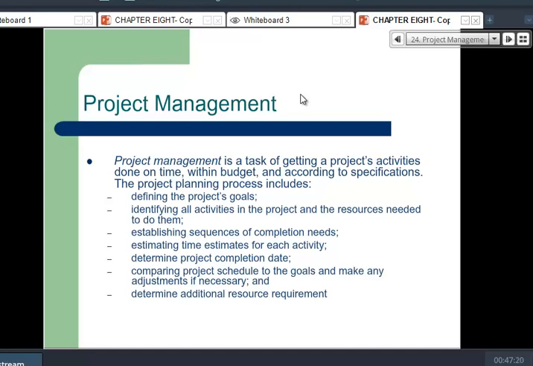The project planning process includes defining the project goals, identifying all the activities in the project and the resources needed to do them, and also establishing the sequence of completion needs, and also determining the project completion date, and also comparing the project schedule to the goals and making any adjustments if necessary. And in addition, also determining the additional resource requirements.